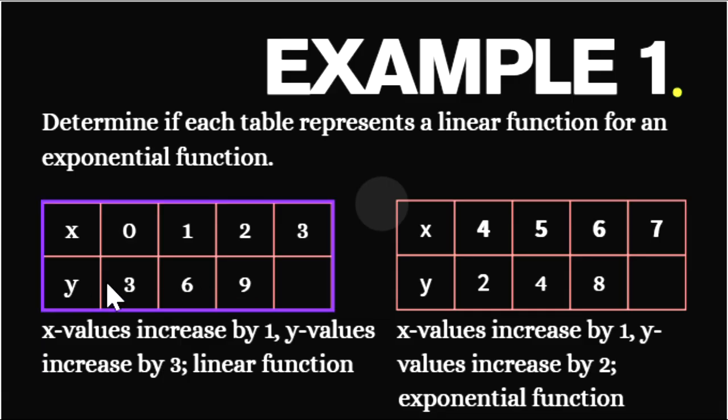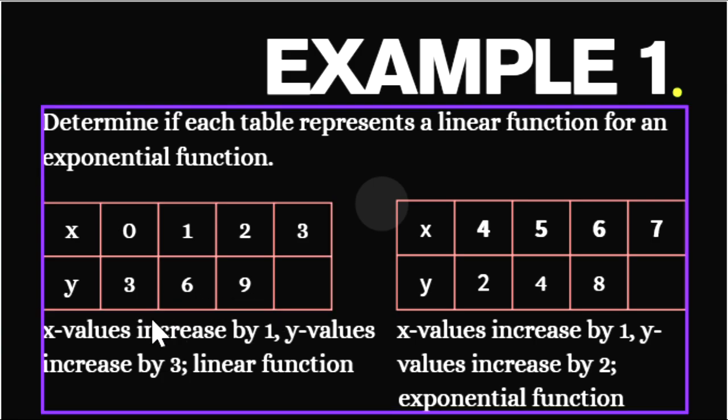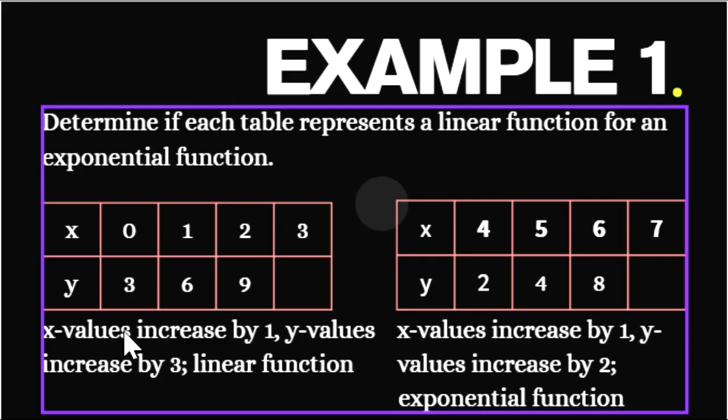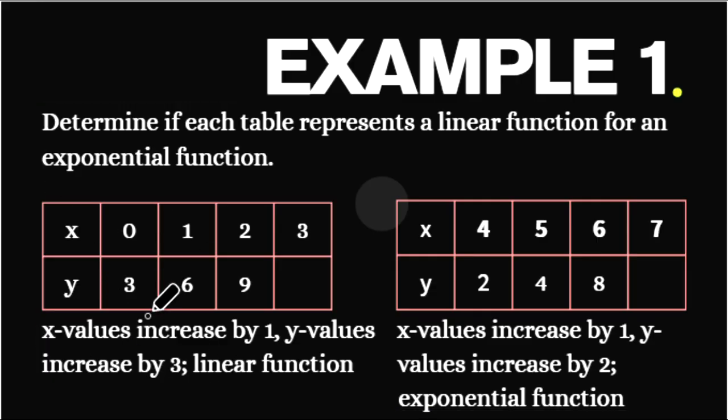Okay, and we do the same thing down here. We figure out the rate of change. 6 minus 3 is 3. 9 minus 6 is 3. So this is just increasing by addition steadily across, so that makes it linear. Linear is addition or subtraction, and exponential is multiplication or division. So this is telling us this is adding each time. So it's linear.